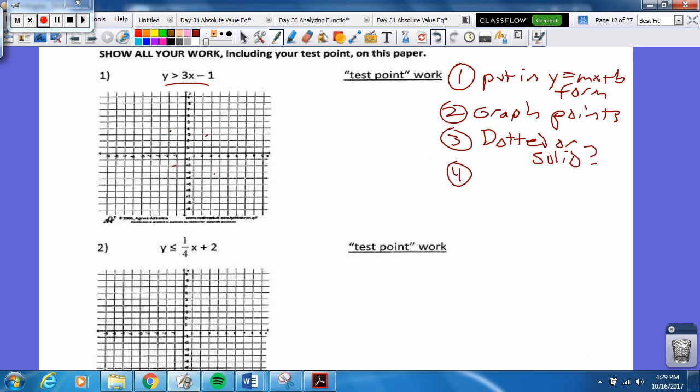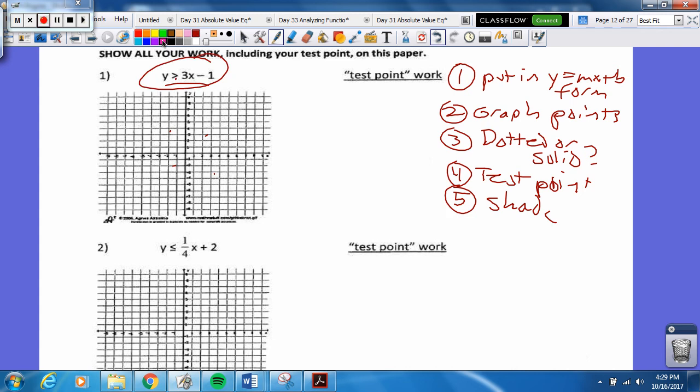4, what are we going to do after that? Test point, and I'll explain what that is in a second. And then 5, we are going to shade. Okay, so here are the steps. First one, put in y equals mx plus b form. Well, it's pretty much there. It's not exactly y equals mx plus b, but we have an inequality there, but it's similar to that. So it's already in the form I want.